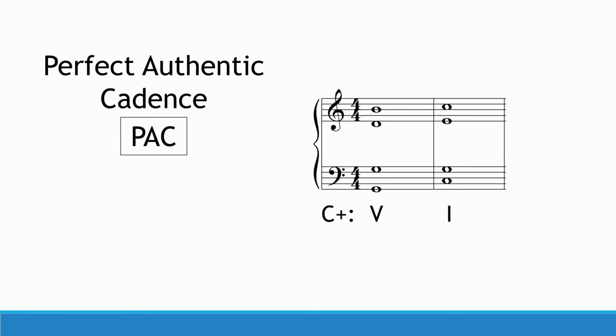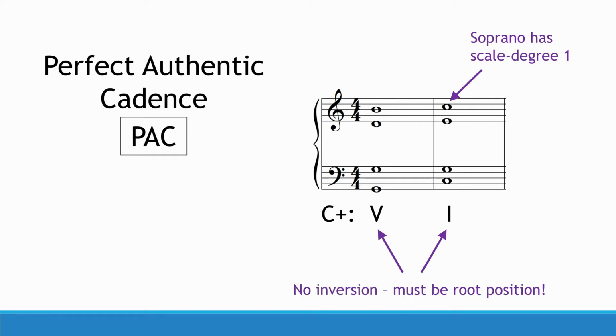A perfect authentic cadence is a cadence that uses the chord 5 moving to the chord 1, but it needs a few other criteria in order to be perfect. Namely, last year you learned that the soprano note had to land on scale degree 1 in order to be a perfect cadence, and you probably also learned that both chords had to be in root position. We're going to modify that slightly for this year.